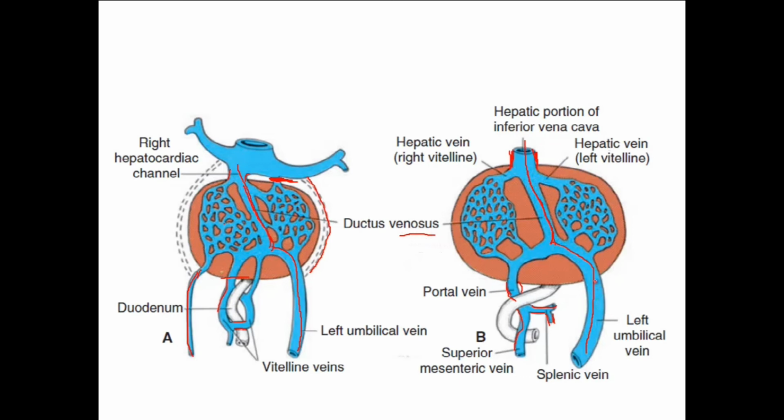And the left umbilical vein, which is not functional after birth because there is no placenta, what will happen? It will form the ligamentum teres, which runs in the lower border of a peritoneal fold called the falciform ligament, and that fold of peritoneum runs from the anterior abdominal wall towards the anterior surface of the liver.